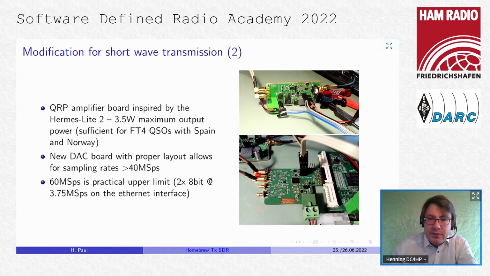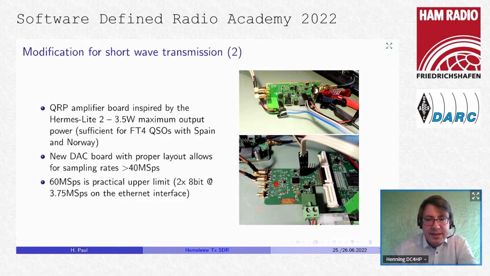So I go with 1 volt peak to peak in here, and I measured about 3.5 watts at the output. Of course, with significant heat produced by these two output transistors here, but that was not bad. It was well enough for more than one FT4 QSO with Spain and Norway. I think it's not bad for 3.5 watts. Of course, with WSPR I even got further, but talking of full QSOs, these were my distance records so far with this setup.